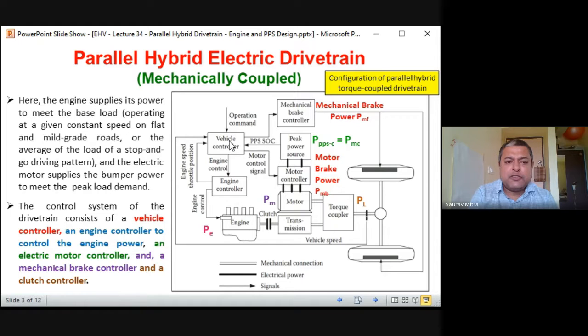This vehicle controller is actually controlling the engine controller, motor controller, brake controller, and all these things. And the signals that are fed back to the vehicle controller are engine speed. Second one is the vehicle speed, it comes back. Third one is the PPS, whether this PPS is charged properly or not, because last day we have seen there was a thermostat on off action.